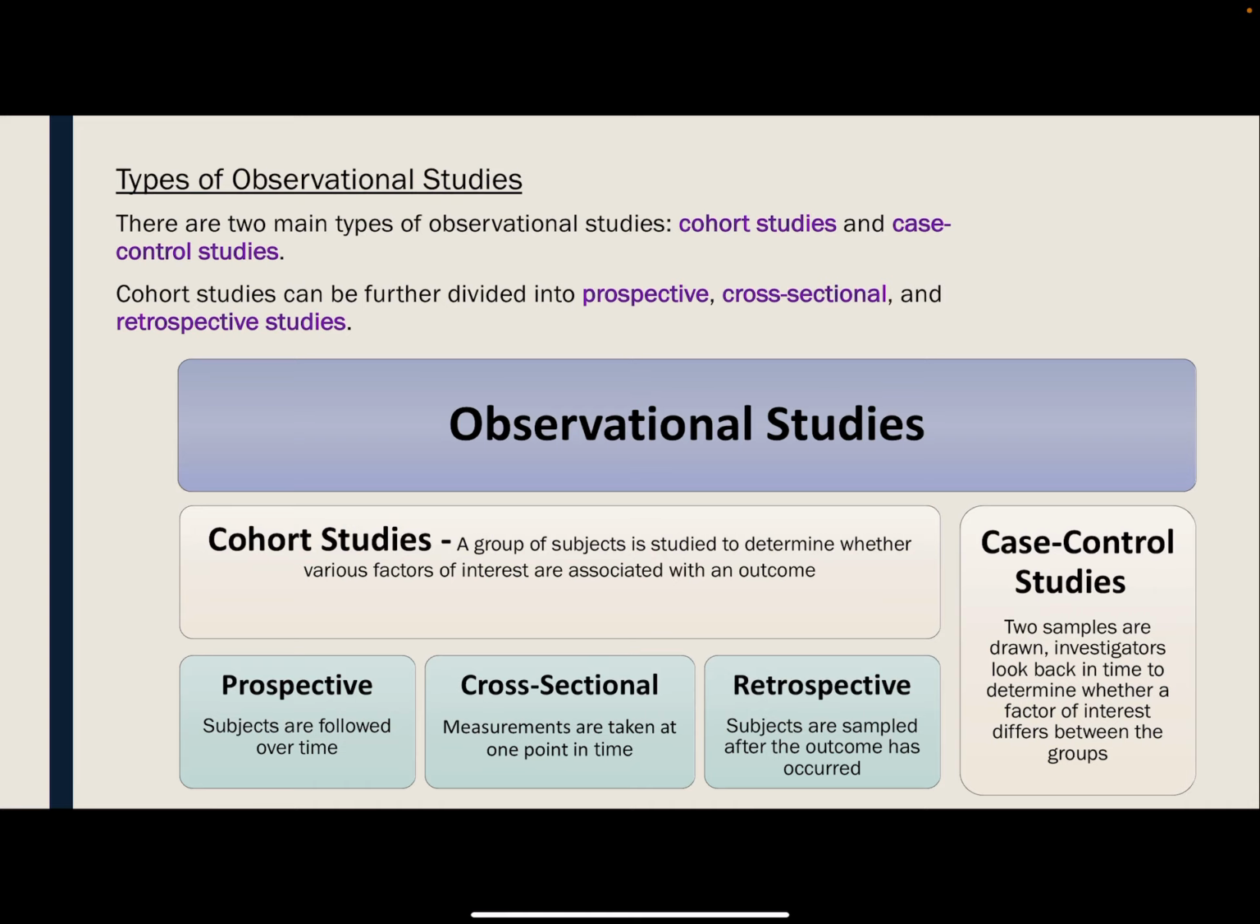Case control studies are when you have two samples that are taken and investigators look back in time to see whether or not a factor of interest differs between the two groups. With case control studies, it's always retrospective. They're always looking back in time.